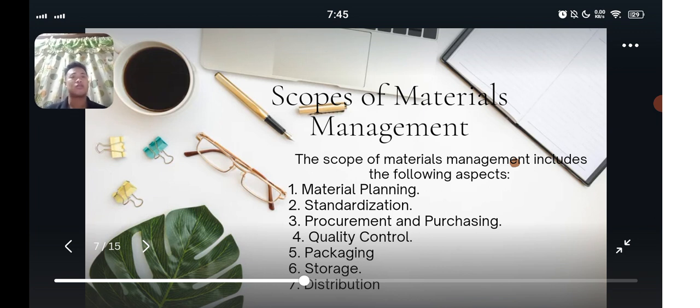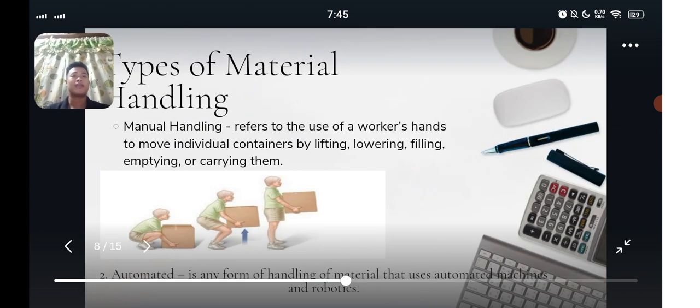So let's proceed to the next one. Types of materials handling. Manual handling refers to the use of workers' hands to move individual containers by lifting, lowering, filling, emptying, or carrying. So this is the process for handling things. Number two, automated is any form of handling of material that uses automatic machines and robotics. So that's all for types of material handling.